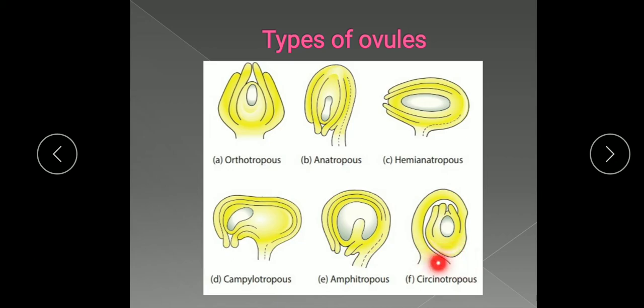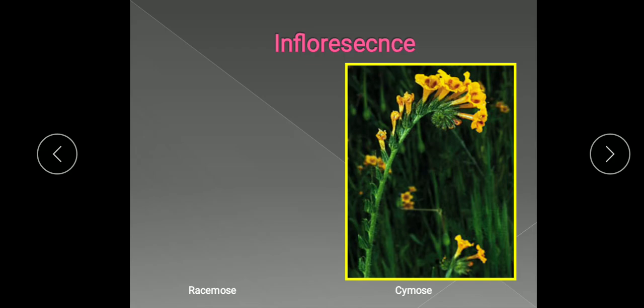Then circinotropous. In this condition, what happens? The funicle is very long. You see here this is the funicle and it is very long and circles the body of the ovule. That is why it is circinotropous, because it forms a circle around the body of the ovule. Examples are Opuntia and Plumbago. These are the examples of types of ovule.